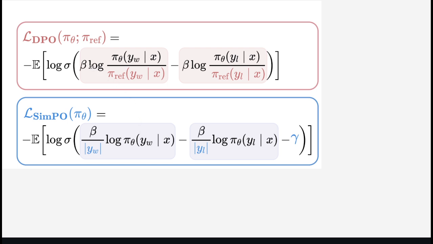But the key point is here. You can see that they don't have a reward model, like the improvements on overall DPO. None of them have a reward model. But another thing is that SimPO doesn't even have a reference model. You can see that it doesn't even have a reference model.